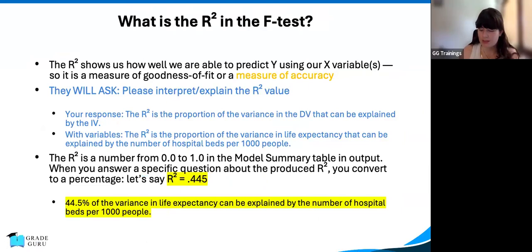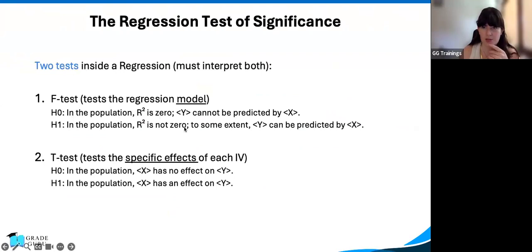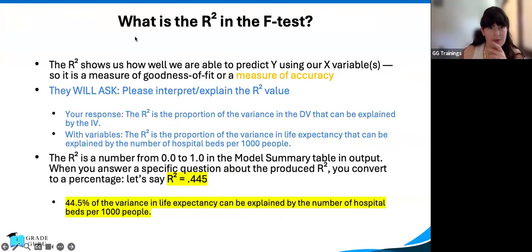Okay, what's this R square in the F test? The R square is mentioned in the H0 and H1 of the F test. So what is it talking about? The R square shows us how well we are able to predict Y using our X variables. So it is a measure of goodness of fit or a measure of accuracy. So the higher the R square, the more accurately we're able to predict Y.